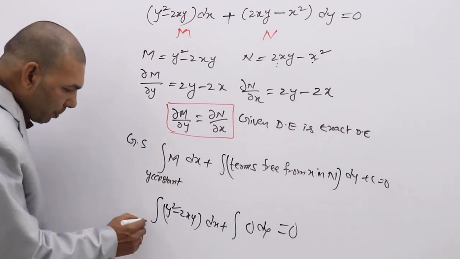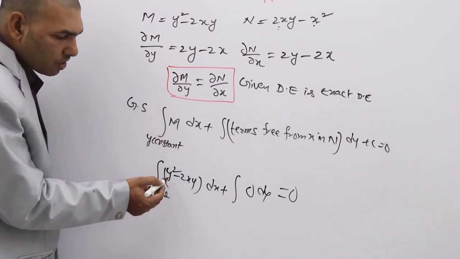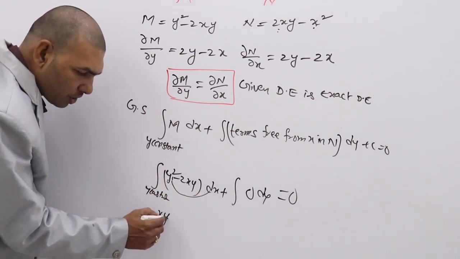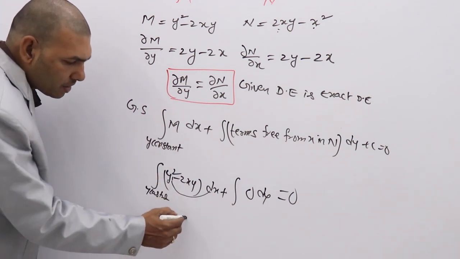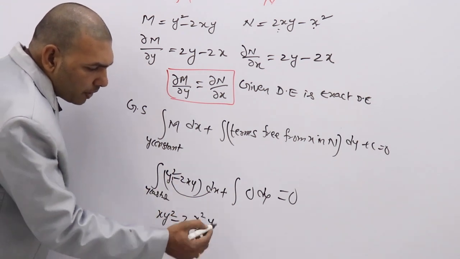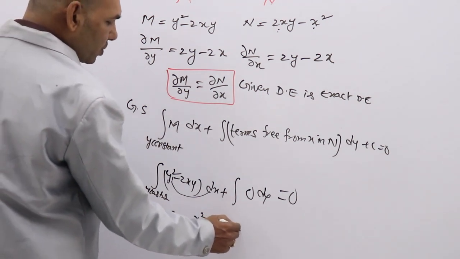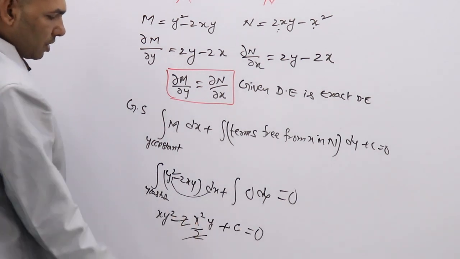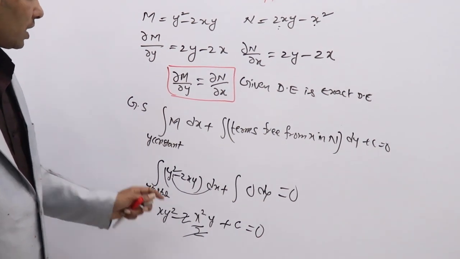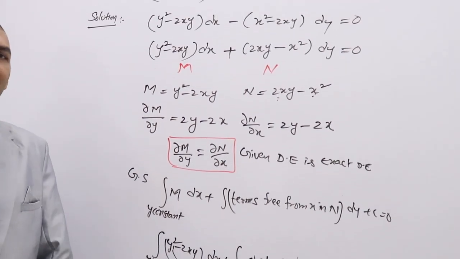Now integrate keeping y constant. Don't integrate y. y square is constant. You don't have any x term here, so you may have 1. Integral 1 dx is x. So after integration you will get x times y square, minus 2 into y constant. Integral x is x square by 2. After integration simply add the constant. So 2 gets cancelled. So xy square minus x square y plus c equal to 0 is the general solution of the given ordinary differential equation of first order and first degree.